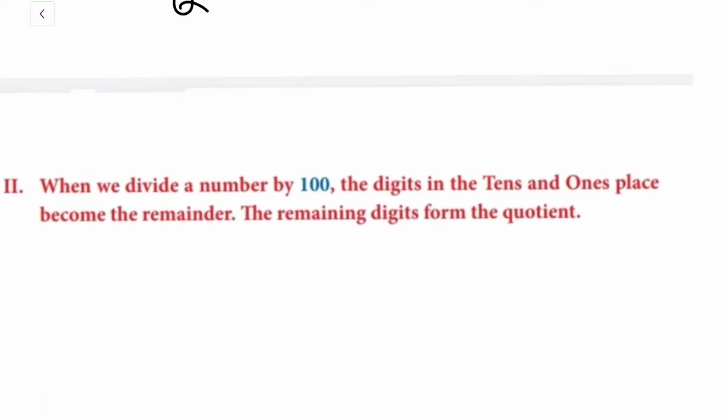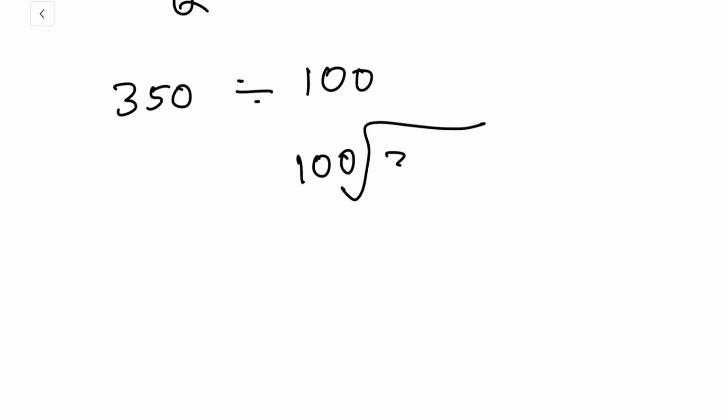Perfect. Okay. When we divide a number by 100, the digits in the tens and ones place become the remainder. The remaining digits form the quotient. Alright? Let's take an example. 350 divided by 100. As you can see, we are dividing a number by 100. Alright? How do we do this?